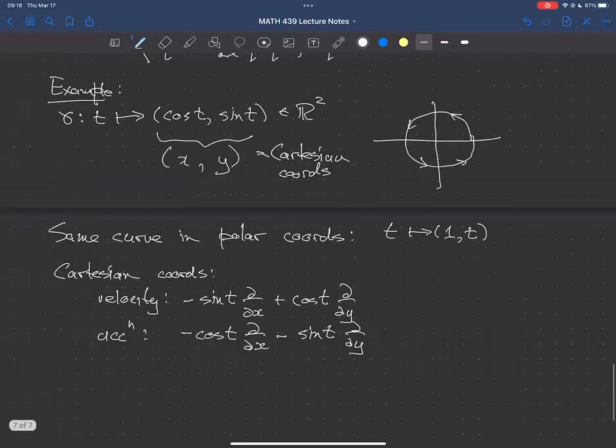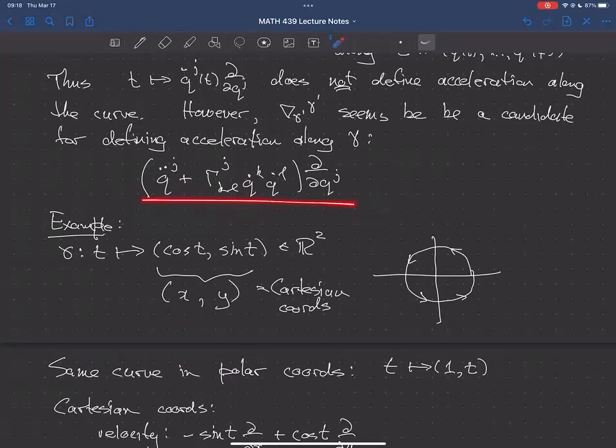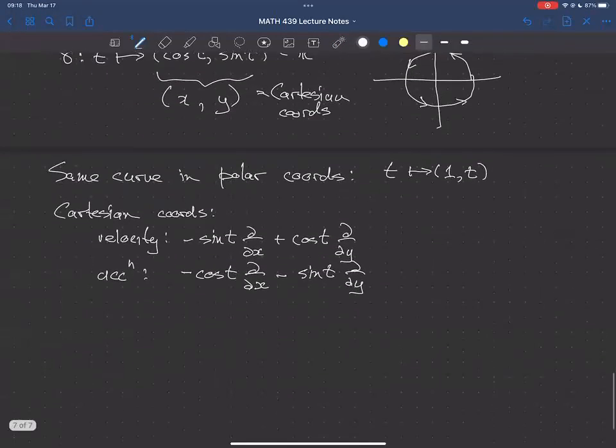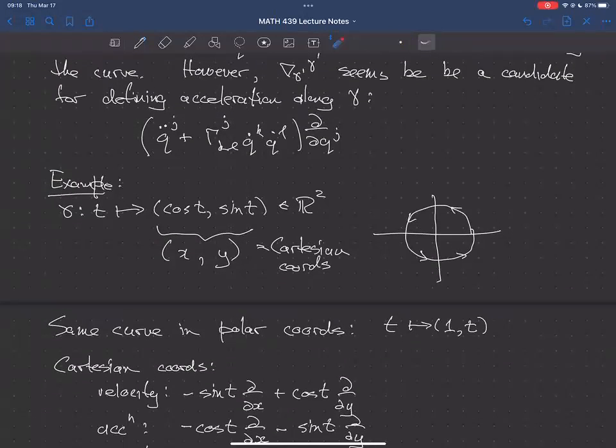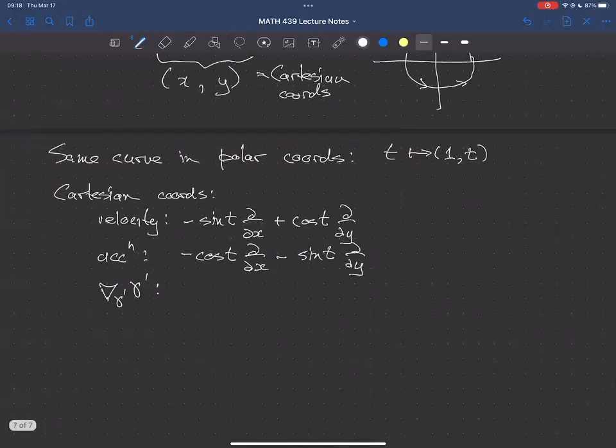And then the other thing that we can talk about is this being the acceleration. So this is kind of our proposed acceleration. So let's calculate that one as well. I want nabla gamma prime, gamma prime. And so we calculated the Christoffel symbols. Well, we didn't calculate them. We saw that they were 0 for the standard metric on R2 last time. And so this thing is exactly just the naive acceleration in these coordinates. So it's cos t d by dx minus sine t d by dy.